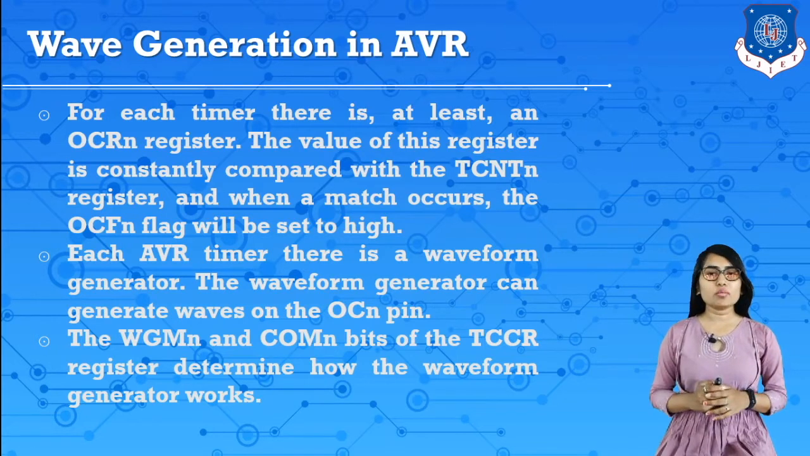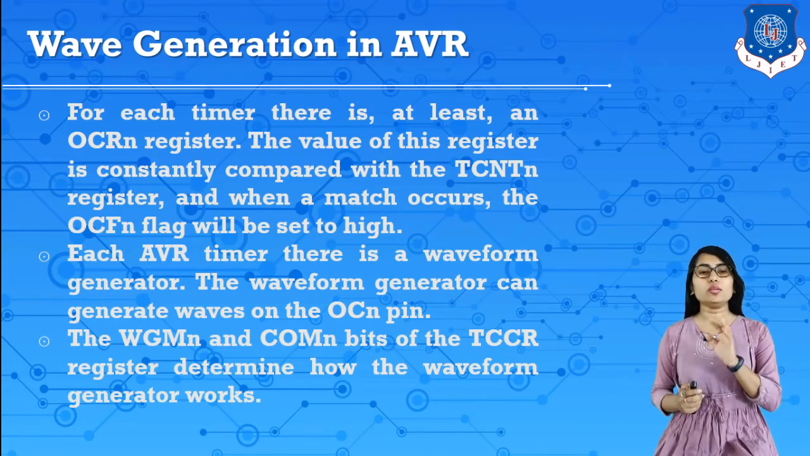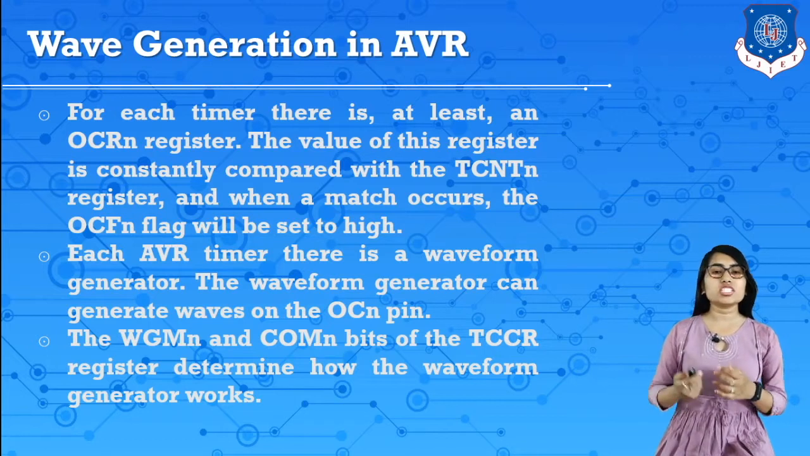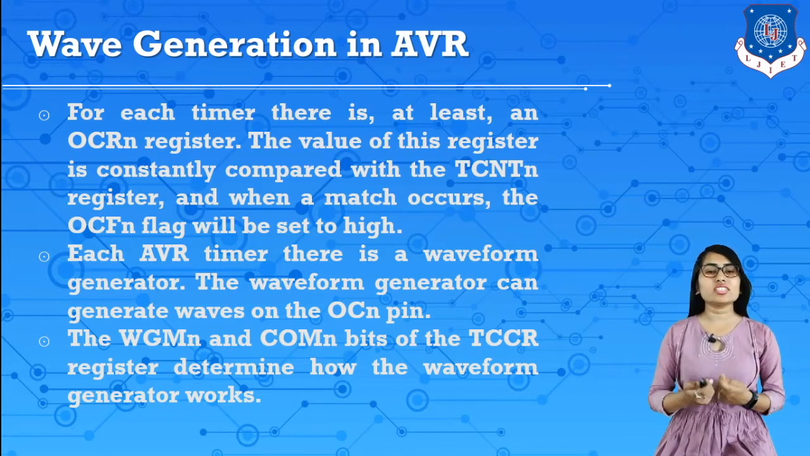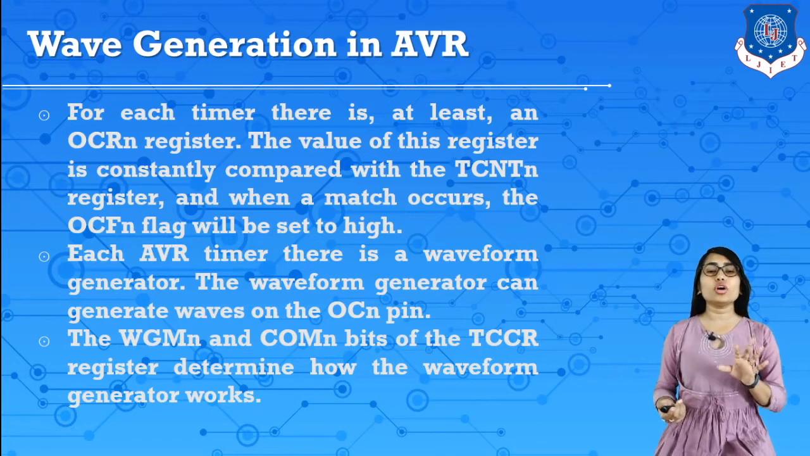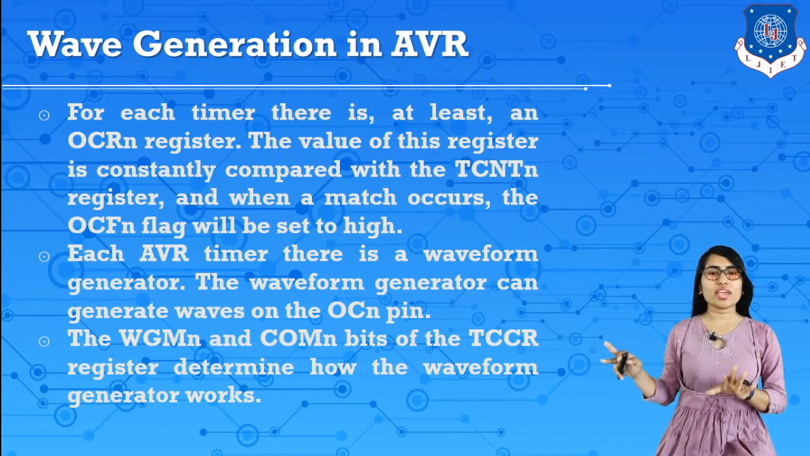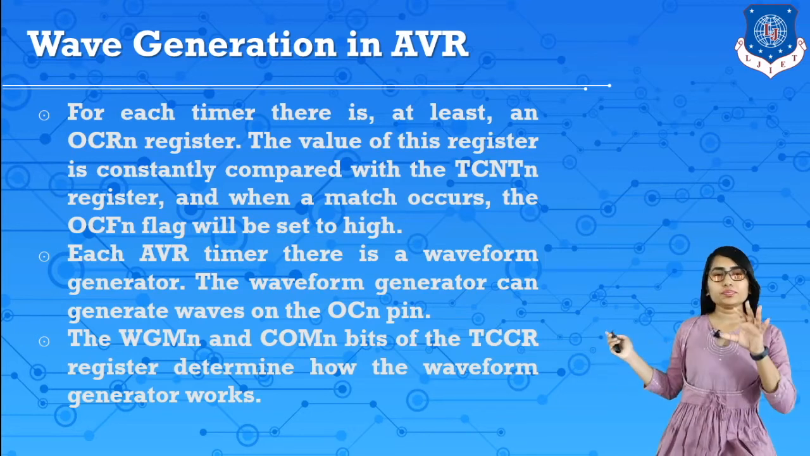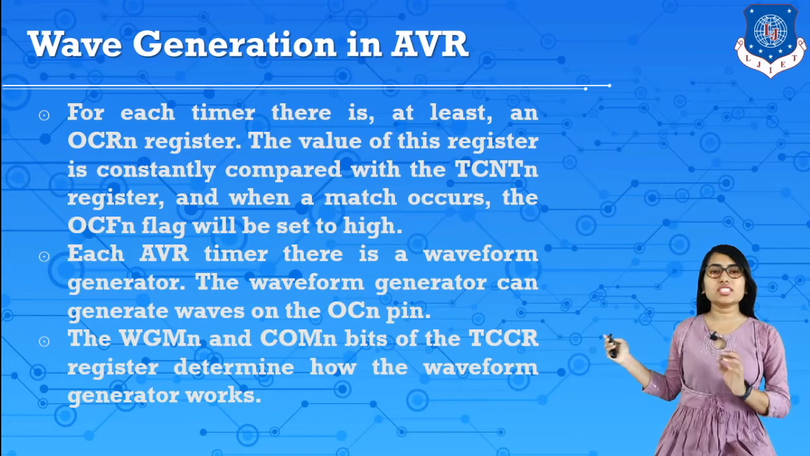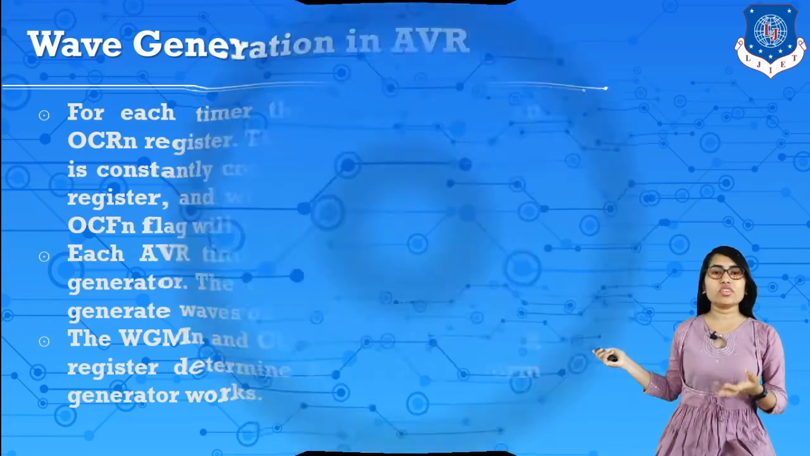In each AVR timer there is a waveform generator. The waveform generator can generate a wave on the OCn pins. The WGM and COM bits of the TCCR register determine how the waveform generator works. When we check the output on the OCn pin, there are waveforms on this pin depending on which type of delay we generate.